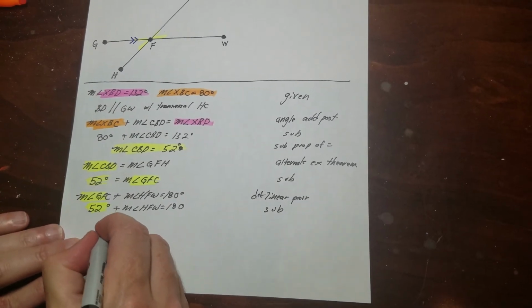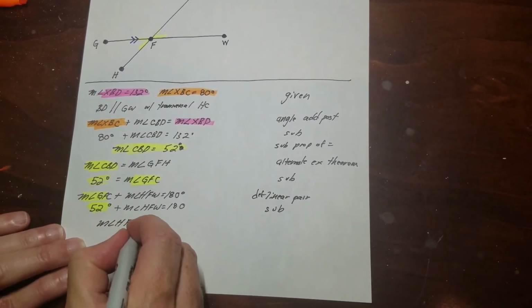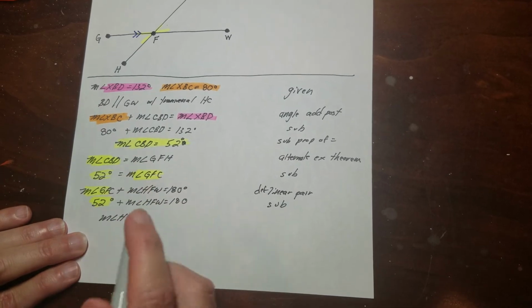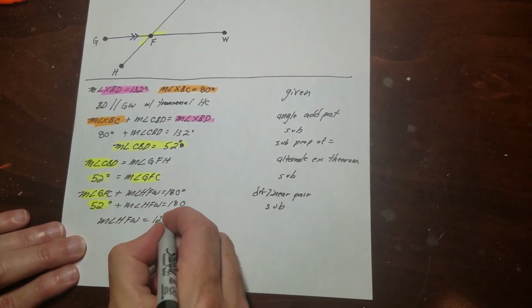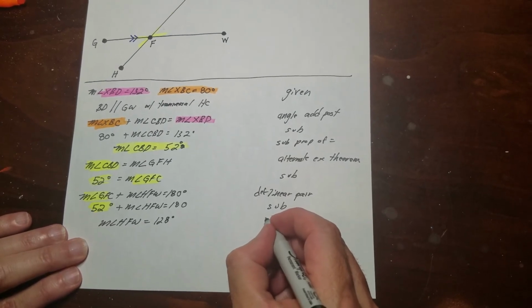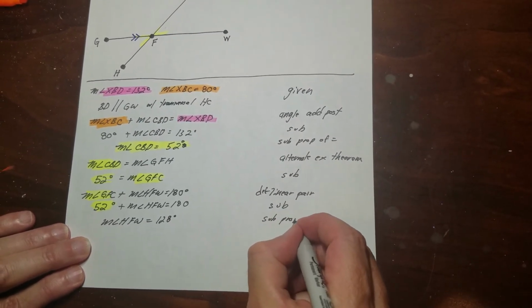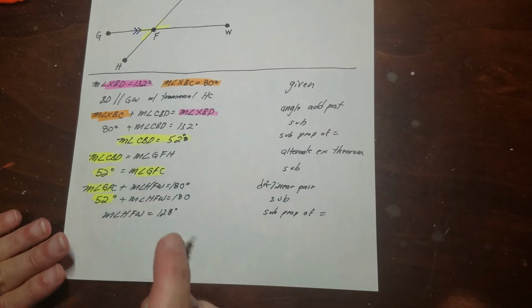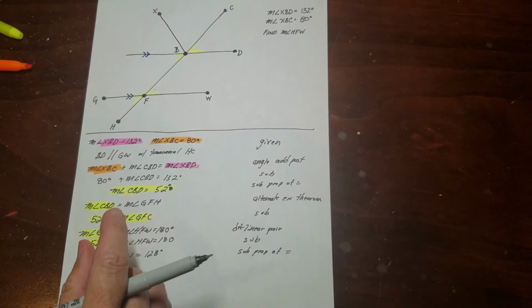And then I just have this. 180 minus 52 is 128 degrees. And that was, again, the subtraction property of equality. And so I'm done. I did what I set out to do.